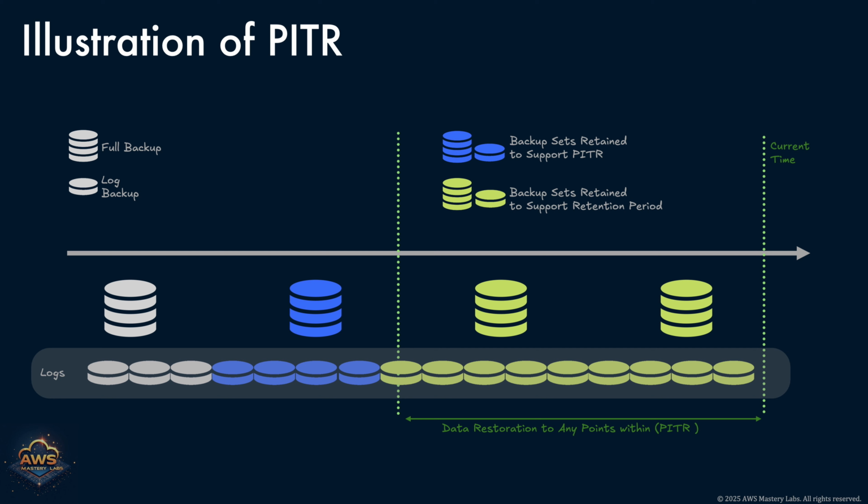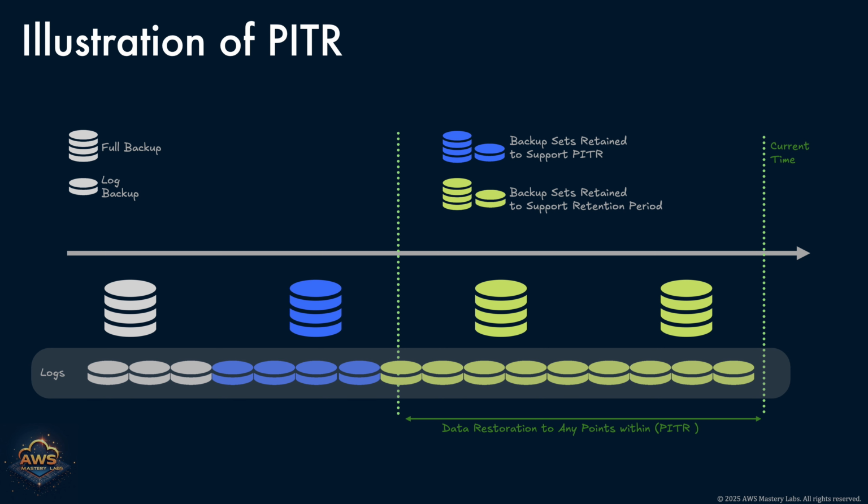This illustration captures the backup workflow that powers Amazon RDS point-in-time recovery, or PITR, a feature designed to give you precise control over database restoration. At the start of the timeline, the process begins with a full backup of your RDS database. This is visually represented by a stack of disks labeled Full Backup. This snapshot captures the entire state of your database at a given moment and serves as the foundational starting point for future recovery.